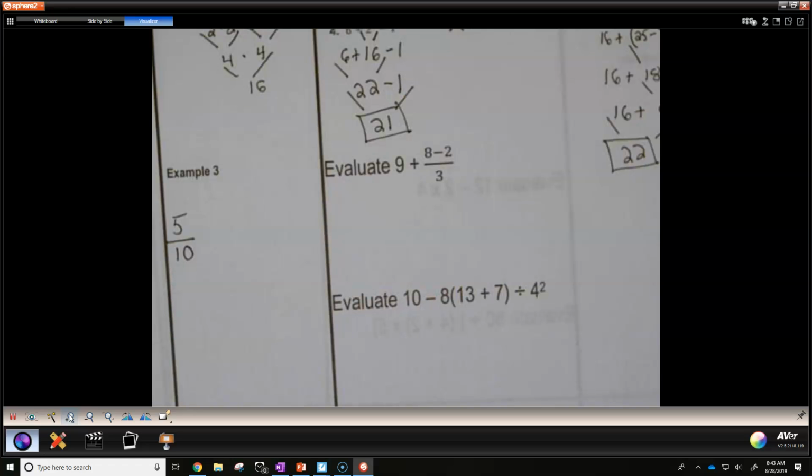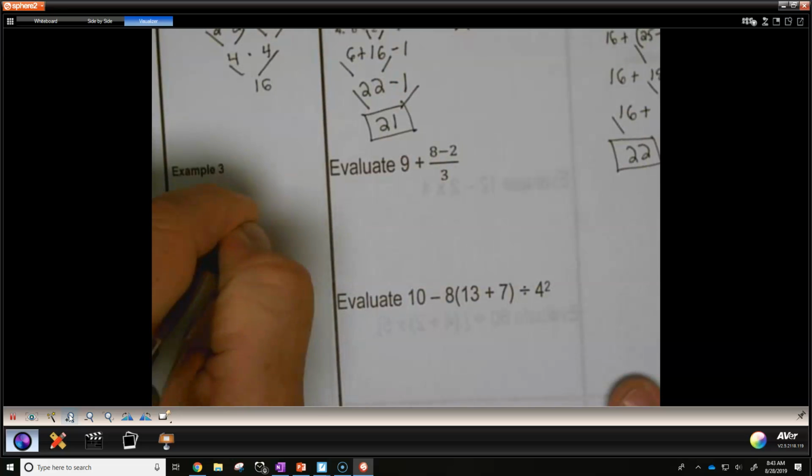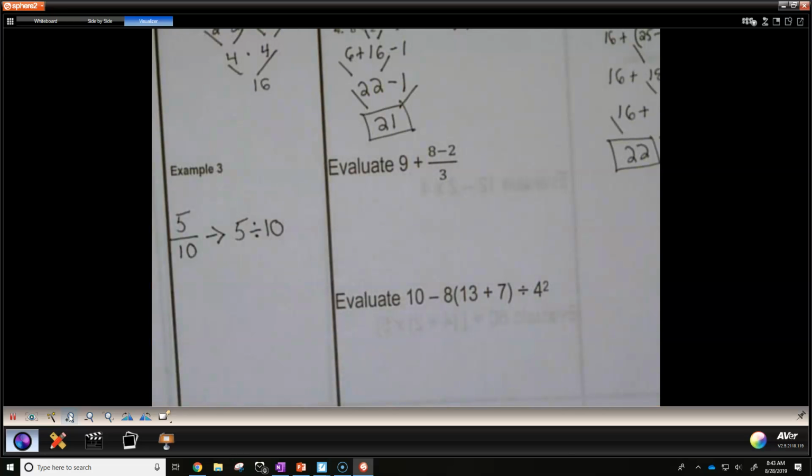When we do a fraction, it means division. Your numerator is being divided by your denominator. So 5/10 stands for 5 divided by 10.